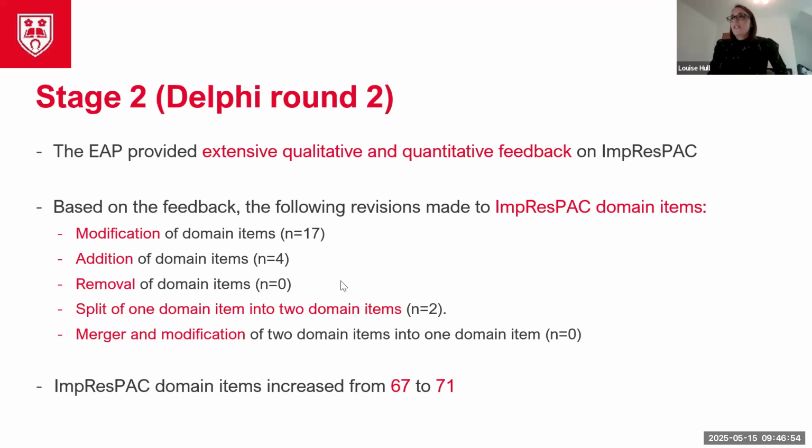So the second round of the Delphi, again, the expert panel provided extensive feedback, and we made additional revisions, not as many though as in round one, which was good. So we made 17 modifications. We added an additional 4 domain items. We didn't remove any, and we split one domain item into 2 domain items twice, and then there was no merger or modification. So after this round of feedback, the number of domain items in ImpResPAC increased from 67 to 71.